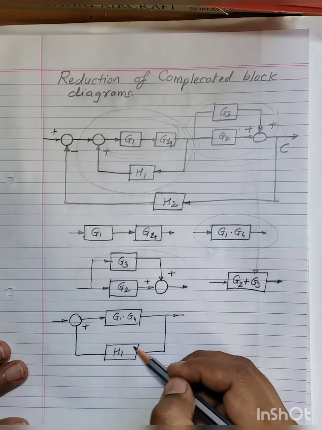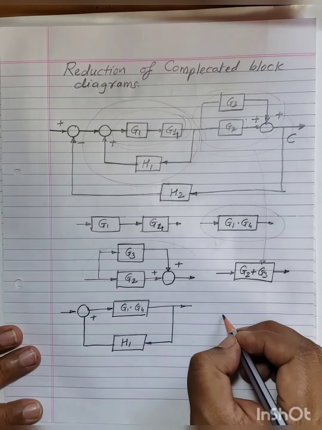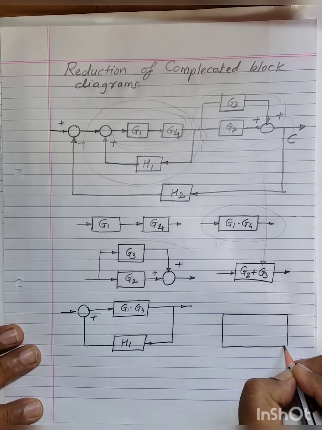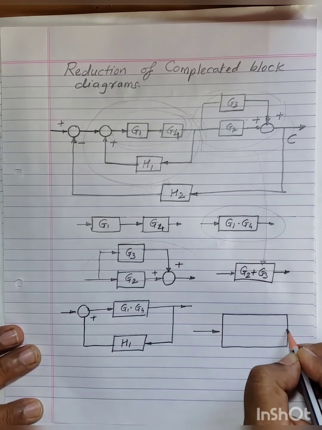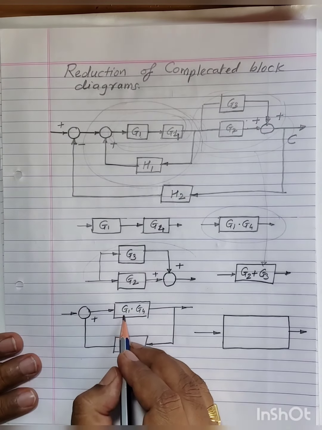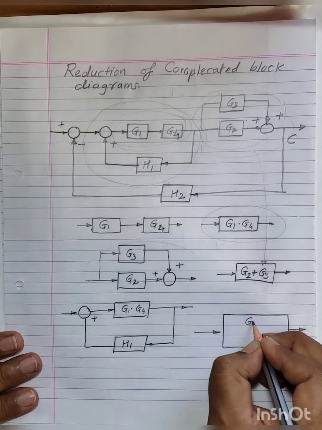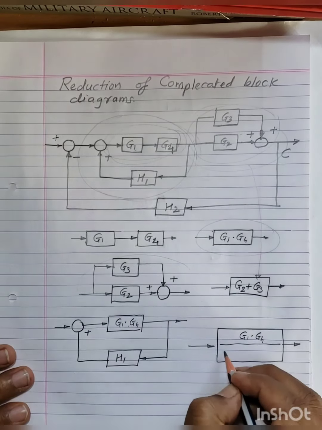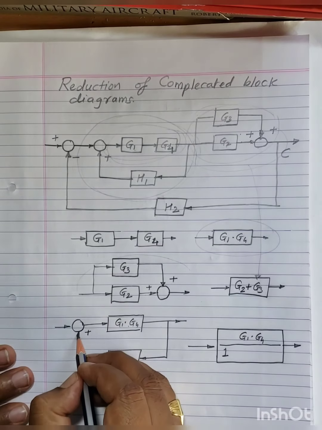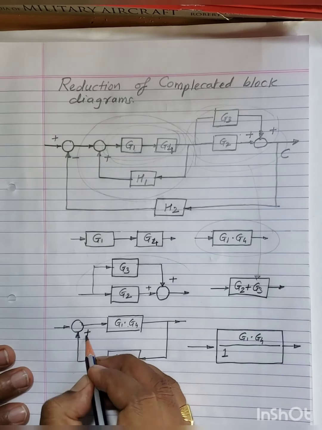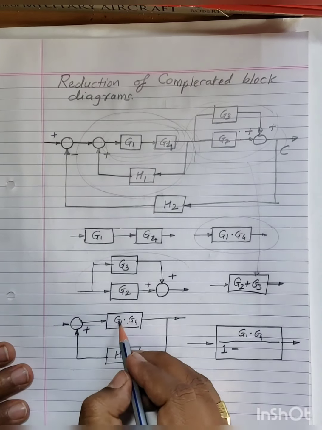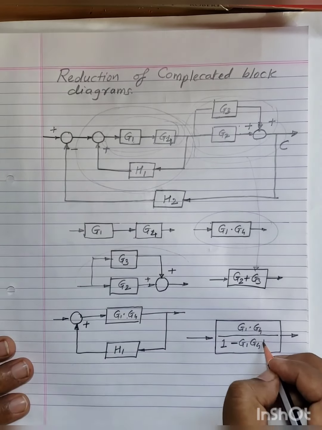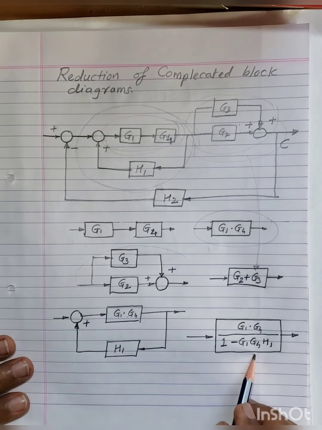As we had already discussed in the previous sessions, it is a closed loop, and we can very easily find out the transfer function of the closed loop system as G1 G4 upon 1, as the feedback sign is plus, I will take minus here, multiplication of all these G1 G4 into H1. So this is an equivalent circuit.